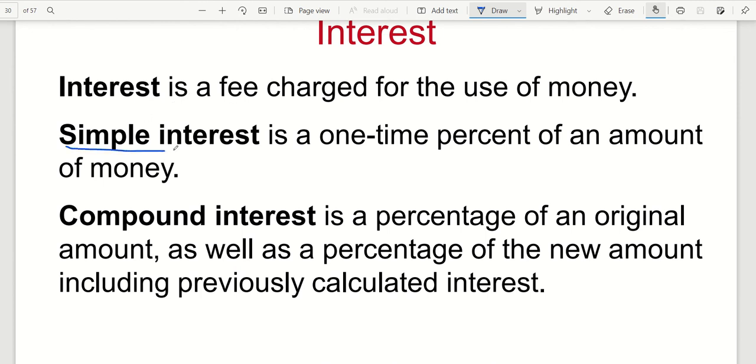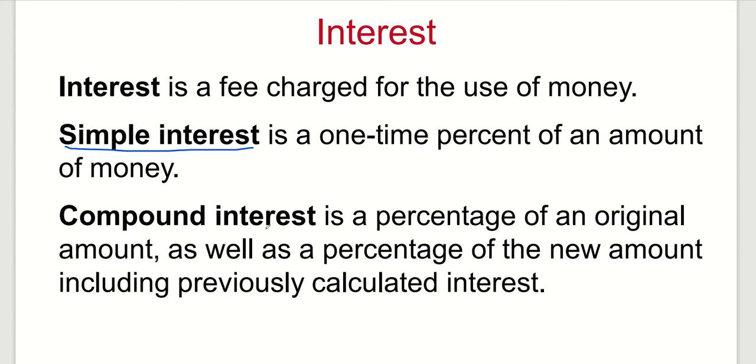Under a simple interest scheme, the interest is a one-time percent of an amount of money. We will see in the next section that compound interest is a percentage of an original amount as well as a percentage of the new amount, including previously calculated interest. But if the interest is only calculated once over the life of the loan, then it's referred to as simple interest.